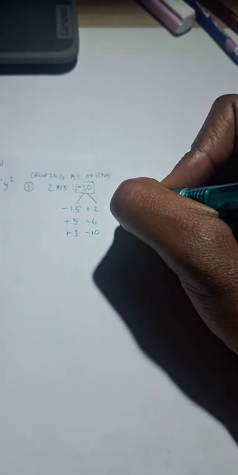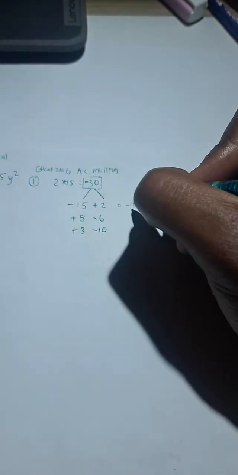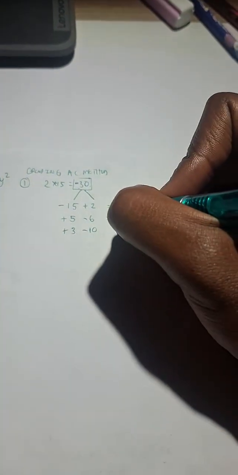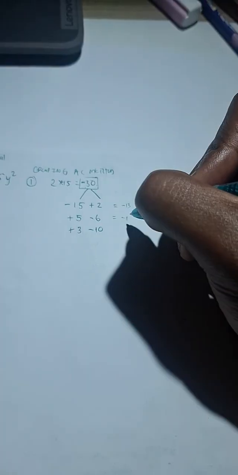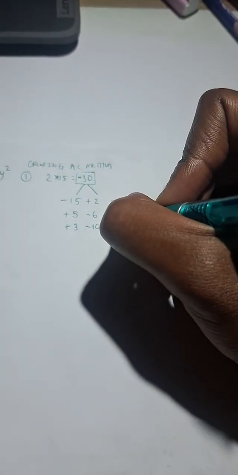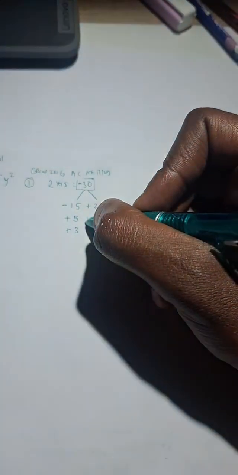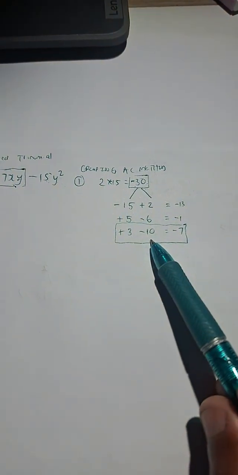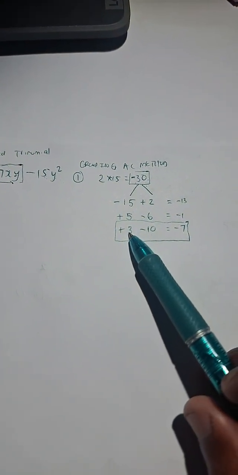So what's negative 15 plus 2? I get negative 13. You guys already see the numbers, very good. What's negative 5 plus 6? I get negative 1. What's negative 10 plus 3? I get negative 7. So it seems like you guys can see the combination that will work best, right? Negative 10 and positive 3.